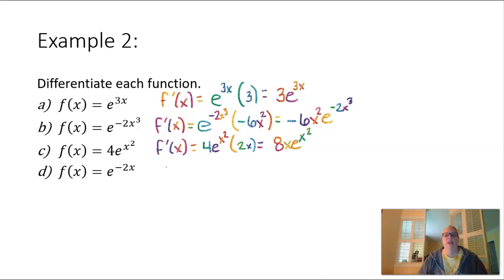And then finally down here in part D, we're going to have e to the negative 2x. And then the derivative of negative 2x is negative 2. This is going to give me negative 2e to the negative 2x power, which we can leave here, or we can change it to negative 2 over e to the positive 2x power. So either one of those is going to be okay.